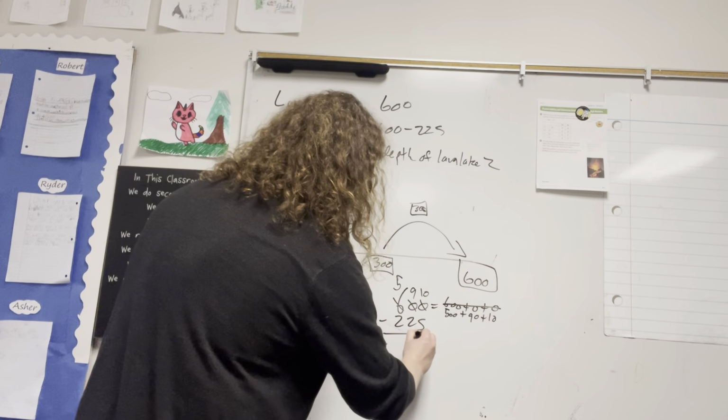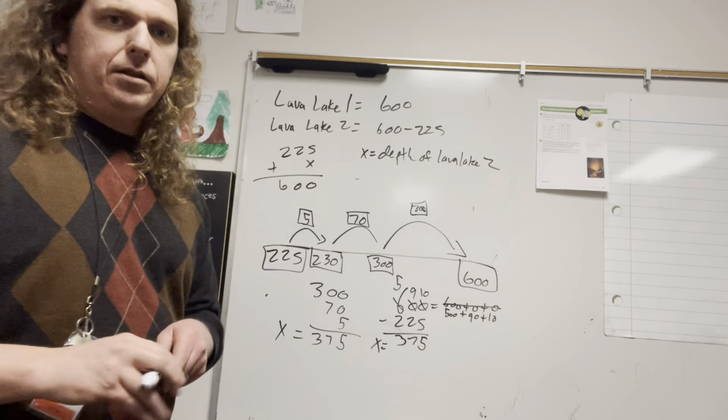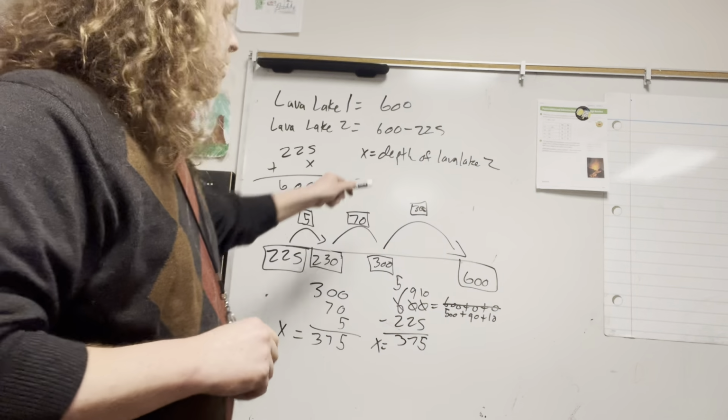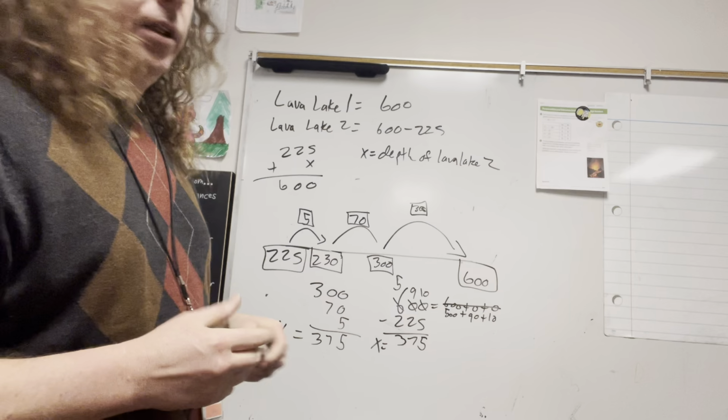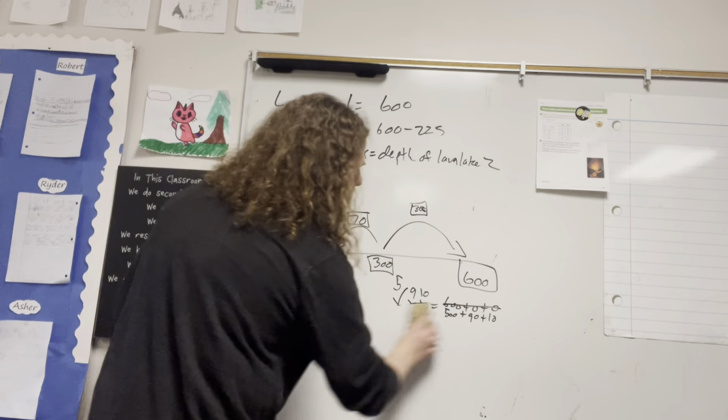So 10 minus 5 is 5, 9 minus 2 is 7, 5 minus 2 is 3. Sure enough, x continues to equal 375, which is the depth of Lava Lake 2. So that's what we're looking for with number 2.